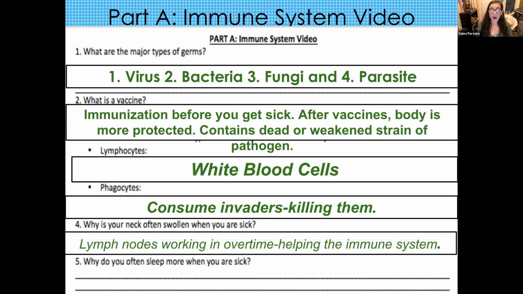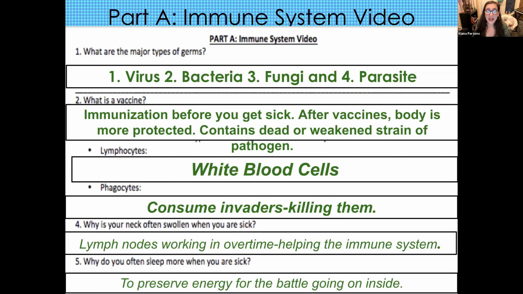And speaking of keeping you healthy, why was the character in the video so tired when she was sick? Why do you often sleep more when you are sick? It is to preserve energy for the battle raging inside, right? All those fighters in your immune system that are working really hard. Your body needs to conserve energy so that you can actually heal, right? Because when you're sick, even though you feel like crap, your immune system is fighting really, really hard to keep you healthy. All right, so now let's talk about those B and T cells.